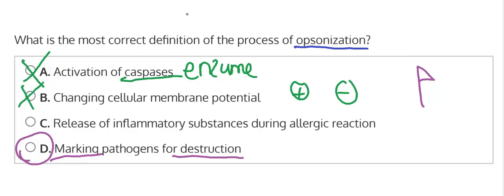And then option C is release of inflammatory substances during allergic reaction. And that's just an incorrect definition because opsonization is not the allergic reaction process. So we can eliminate option C. And so option D, marking pathogens for destruction, would be the correct choice.